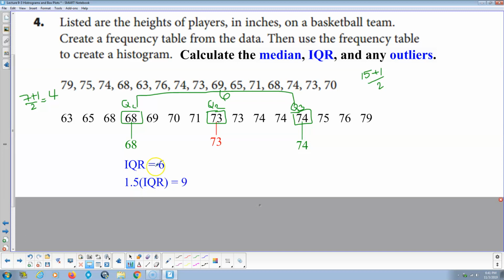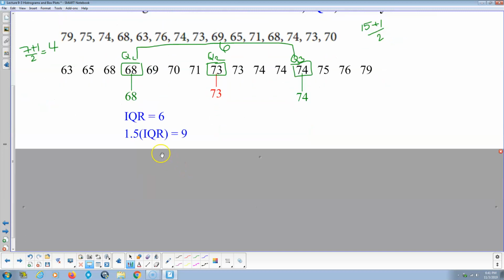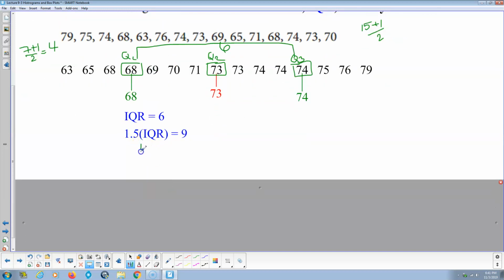So the interquartile range is 6, so 1.5 times 6, of course, because 1 times 6 is 6. Half of 6 is 3. That makes 9. So notice from the top of the set down to the Q3 is only 5 units. That's well within 9, so 79 is not an outlier. And then from 63 up to 68, that's 5 units. So that says, hey, that's well within 9, so 63 is certainly not an outlier.